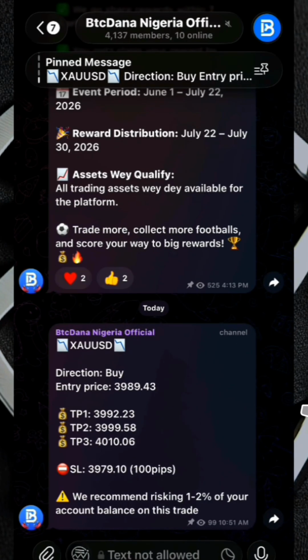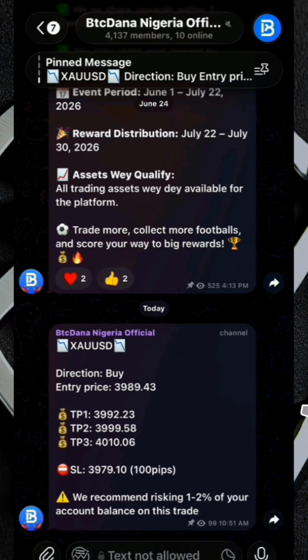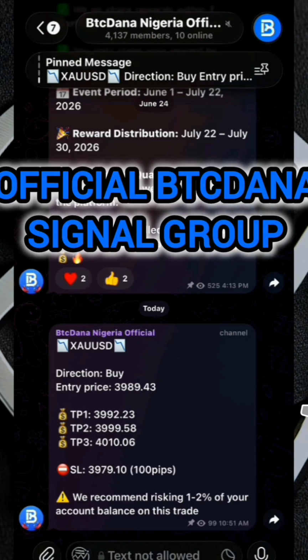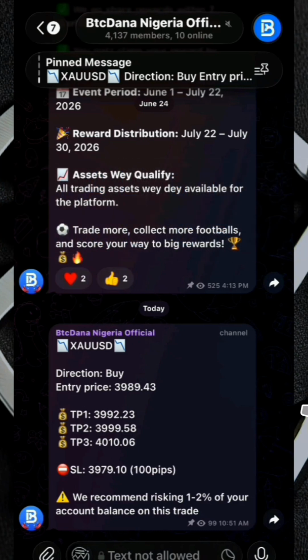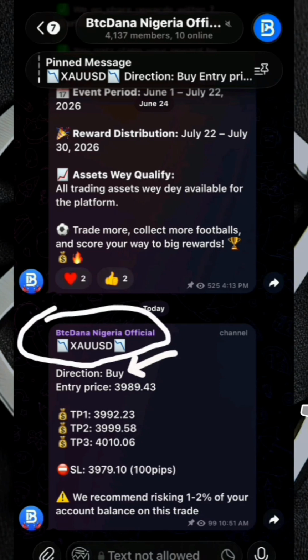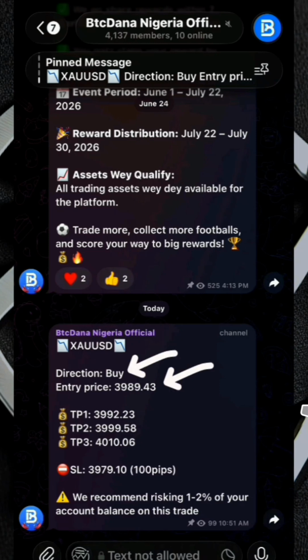Let's get started. As you can see, I'm currently inside the official BTCDana Nigeria signal group. They've shared a gold, which is XAUUSD, buy signal. The signal includes everything you need: entry price, stop loss, and 3 take profit levels are displayed here, as you can see. One thing I like is that they also remind traders to risk only 1/2% of their account balance on a single trade. That's a very important habit because protecting your capital is just as important as making profits.